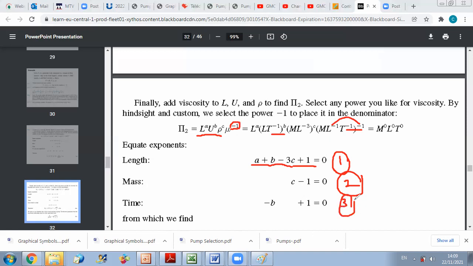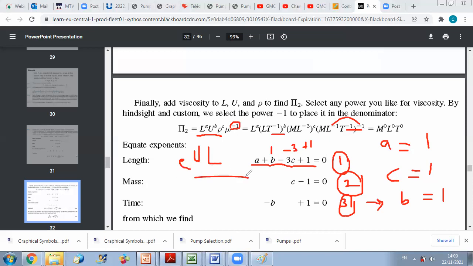And again, I end up with 3 equations, 3 unknowns. But here the system is very simple. Equation 3 will give you B equals 1. Equation 2 will give you C equals 1. And equation 1 will give you, if you replace B and C by 1, the value of A. So here 1 minus 3 plus 1 is minus 1. Take it to the other side, A is equal to 1. So as expected, your group will be rho u L over mu, which is the Reynolds number.